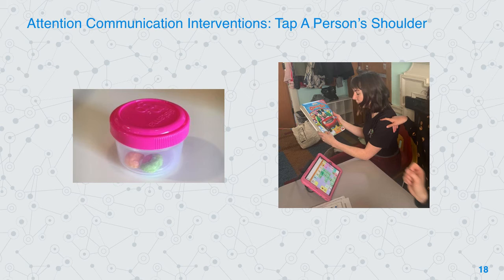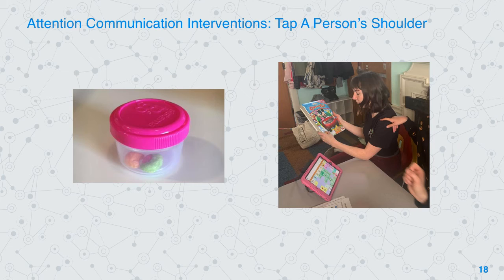Another thing we're working on with a lot of our students at school, and is a great and easy thing for you guys to do at home, is working on tapping a person's shoulder. That's a conventional mode that we as adults use. So you could start by sitting right next to your child and move farther away as they start to understand what the expectation is, so that eventually they could come and get you from another room if they needed your attention.